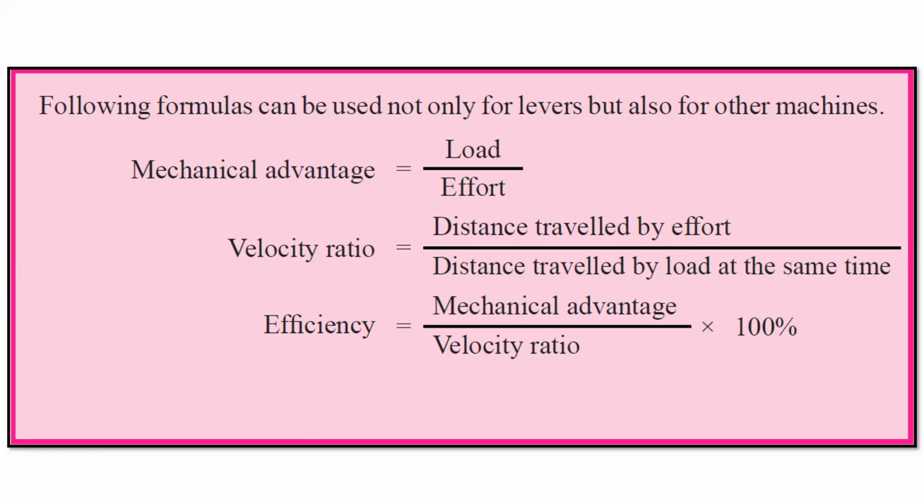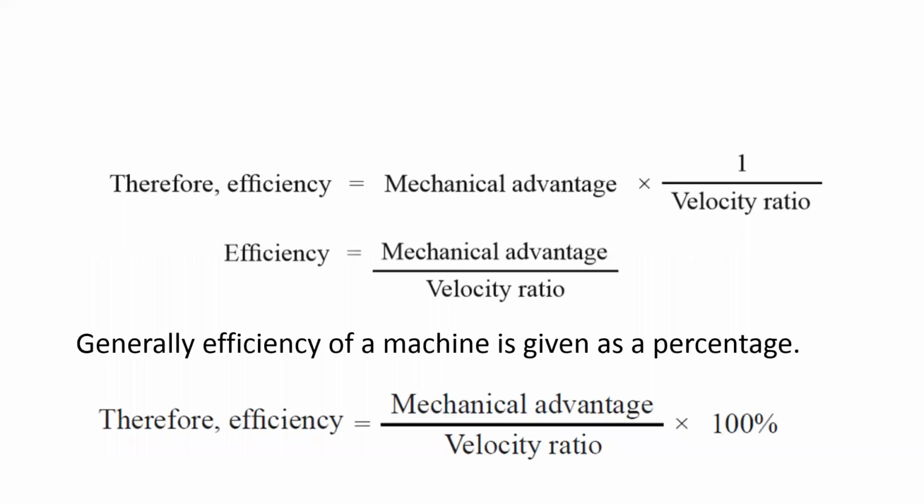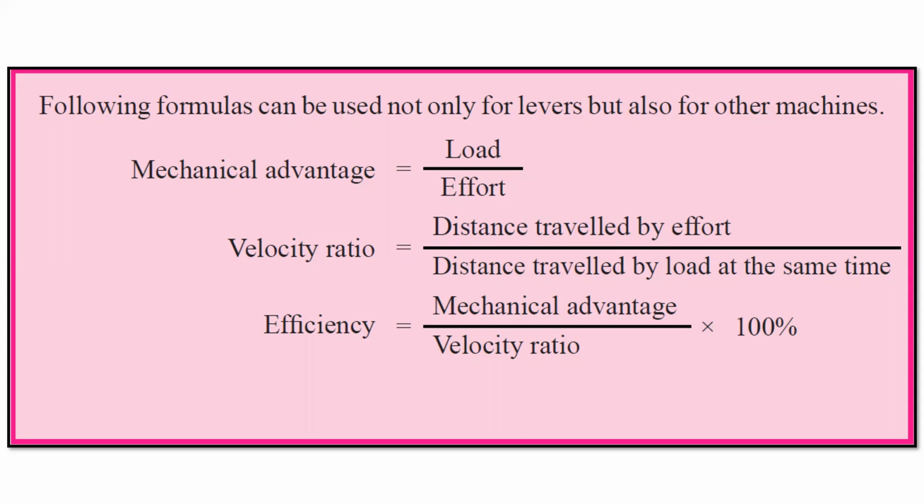So try to remember all these equations. Mechanical advantage equals load over effort. Velocity ratio equals distance traveled by the effort over distance traveled by the load. At the same time, efficiency equals mechanical advantage over velocity ratio into 100.